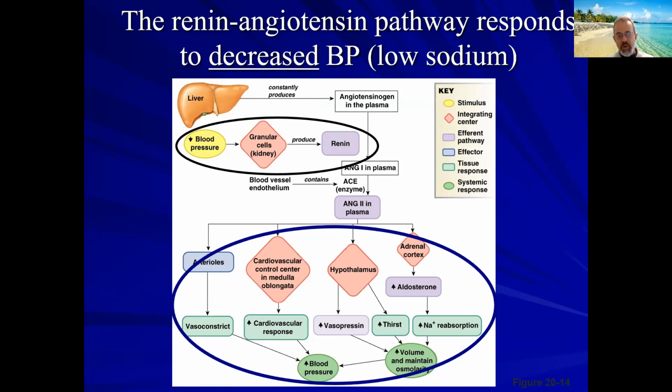We know from osmosis, when sodium is moved in a particular direction, what follows? Water, right? So you bring up sodium, you bring up water, blood pressure is restored. So all of these are factors that are under the control of angiotensin, which initially is triggered by these granular cells in the kidney, which produce renin, which converts angiotensinogen into angiotensin 1. All right, so let's take a look at it.